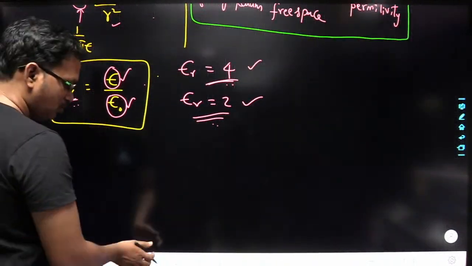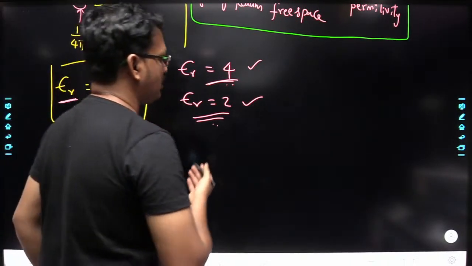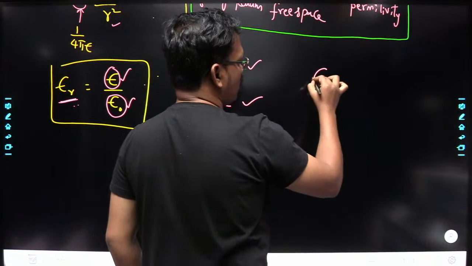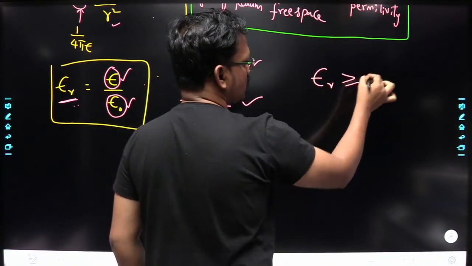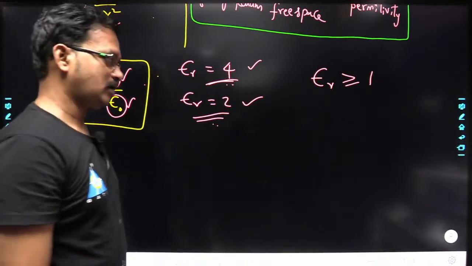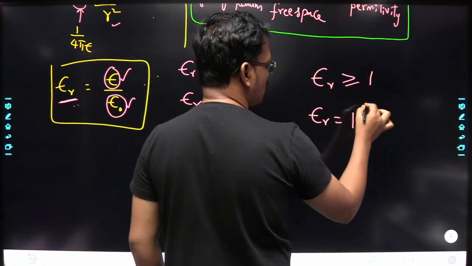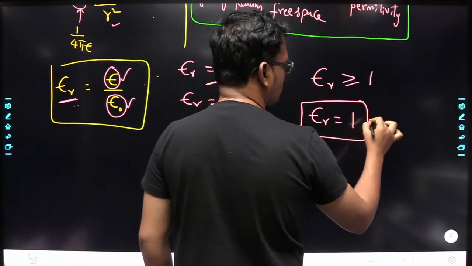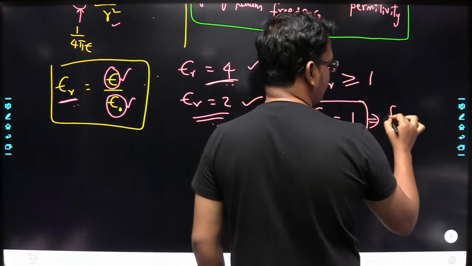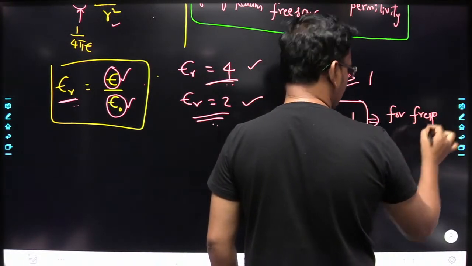So what is the range of this epsilon r? Epsilon r is always greater than or equal to 1. So the least value of epsilon r is 1. Epsilon r is equal to 1 for free space.